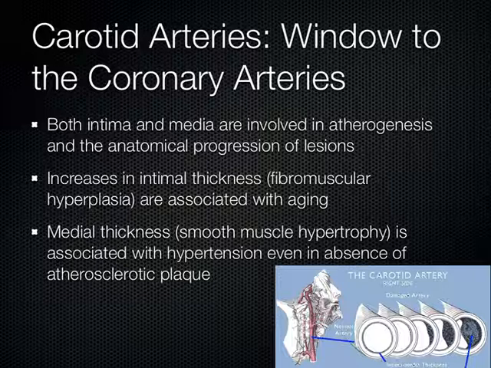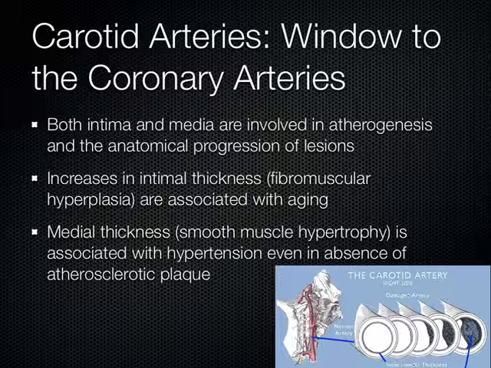Basically, during atherogenesis, the intima and the media are both involved in the anatomical progression of these lesions. With the intimal thickness itself, you get fibromuscular hyperplasia during aging naturally, but in the medial thickness, you get some smooth muscle hypertrophy when you have long-standing hypertension. And then there's a plaque. You can always have a plaque between these layers, and that's what's causing the narrowing. So age itself and hypertension can also be an indicator of intimal medial thickness going on.